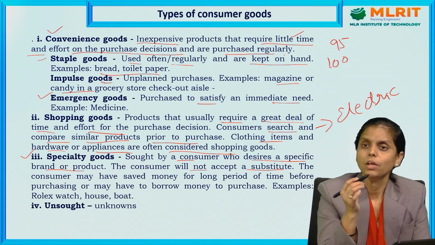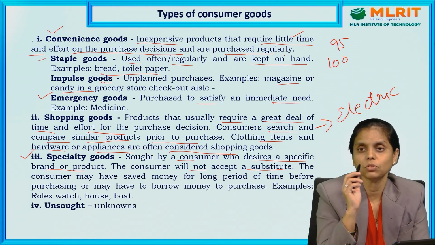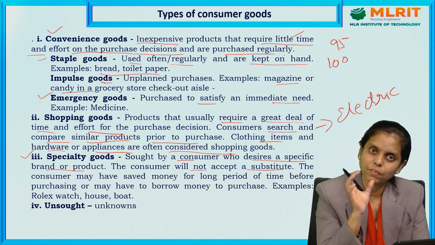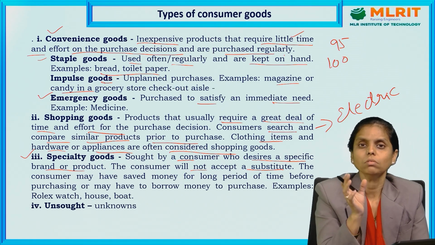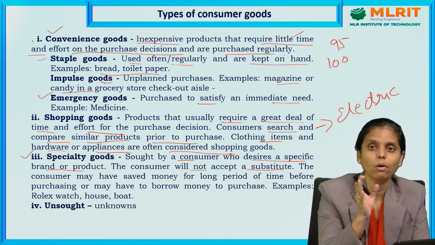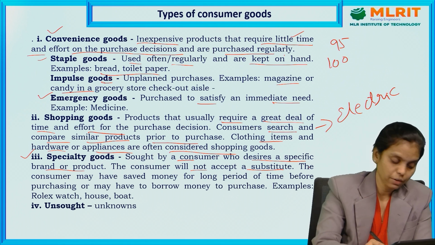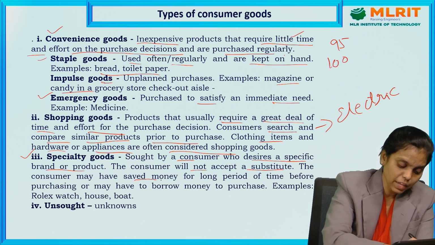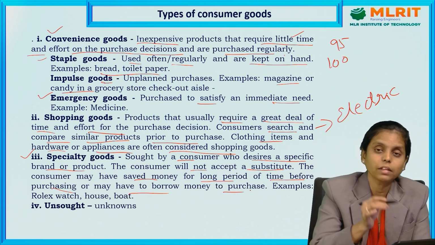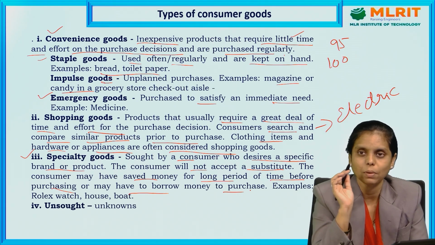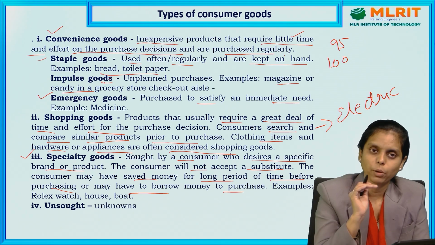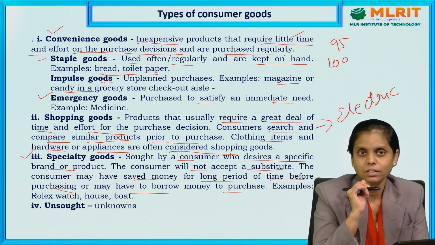For example, there are certain types of customers who are using iPhones. They are very specific about that brand, that if it is available, then only they'll buy. Such customers never accept any substitute product. They are very loyal to the specific brands they are using. The consumer may have saved money for a long time before making that decision, or they will even borrow the money in order to purchase that one. So, they are much more emotionally attached to that respective product. Such types of products we will call specialty goods.